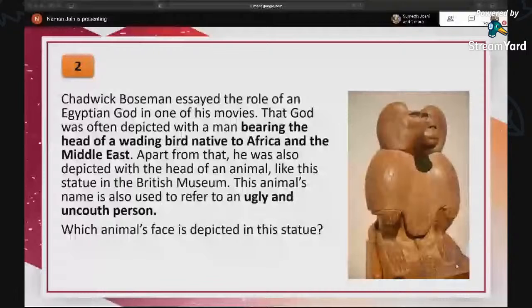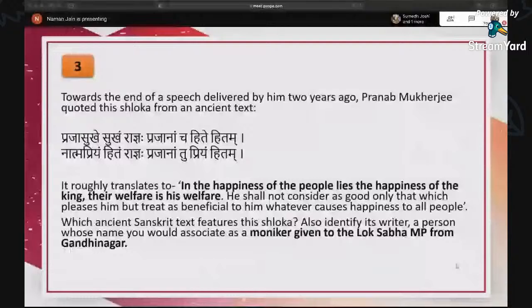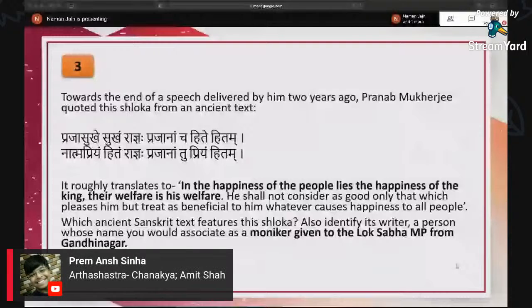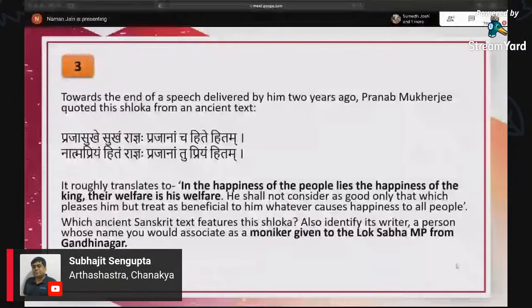Moving on, question number 3. So we need the name of a person and a book, a famous person and a book, and it was a moniker given to the Lok Sabha MP from Gandhinagar. So 0.5 to both, if you know the person. Okay, Prem says Arthashastra, Chanakya, Amit Shah, perfectly correct.